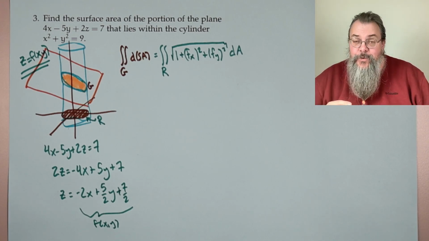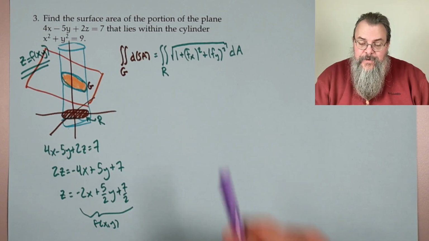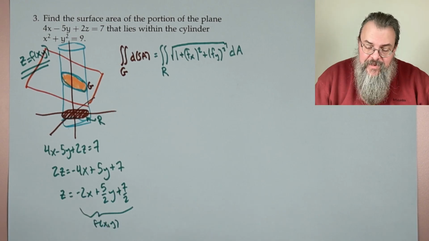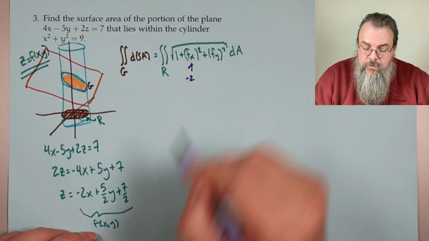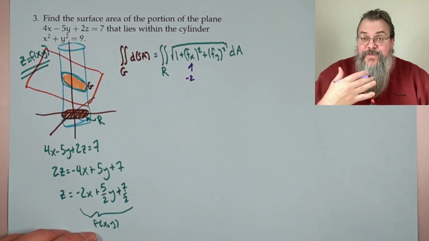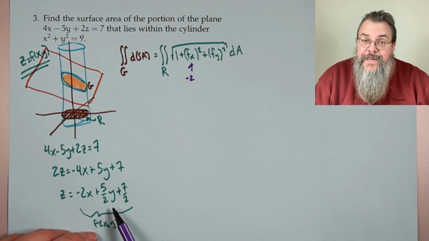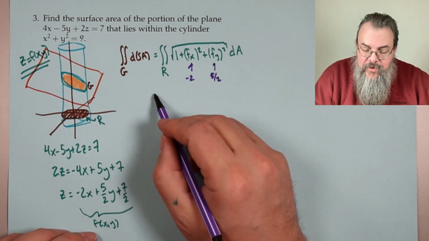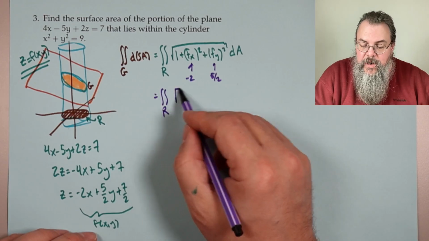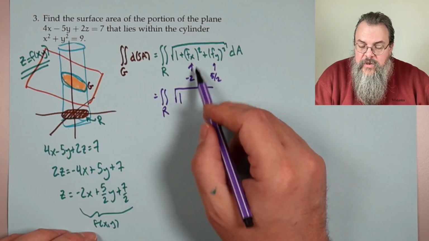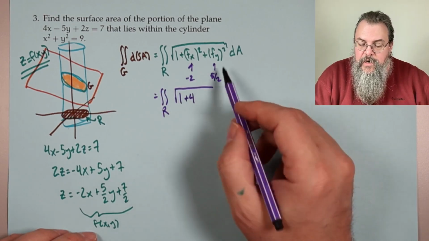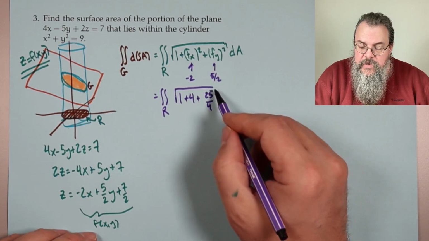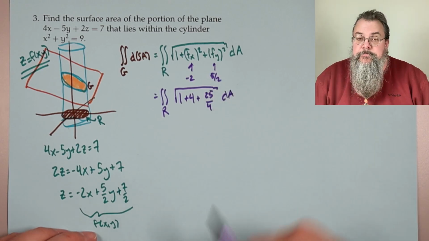Let's take our derivatives. What is f sub x? Well, there's only one x. So f sub x is going to be negative 2. What is f sub y? There's only one y. So f sub y is that coefficient, 5 over 2. So this becomes the integral over our region, square root of 1 plus negative 2 squared, which we can write as 4, plus 5 halves squared. Well, we can write that as 25 fourths, dA.